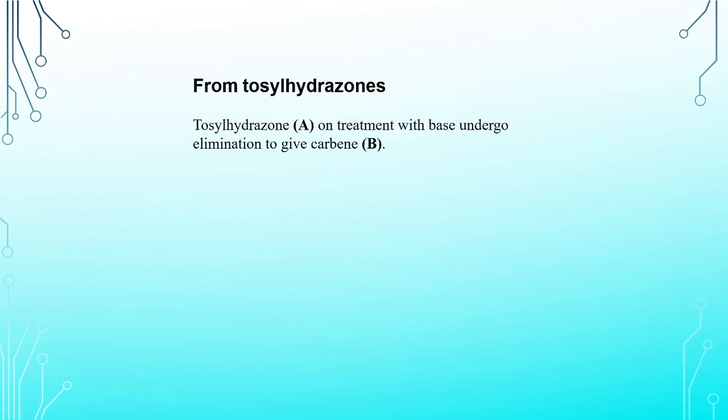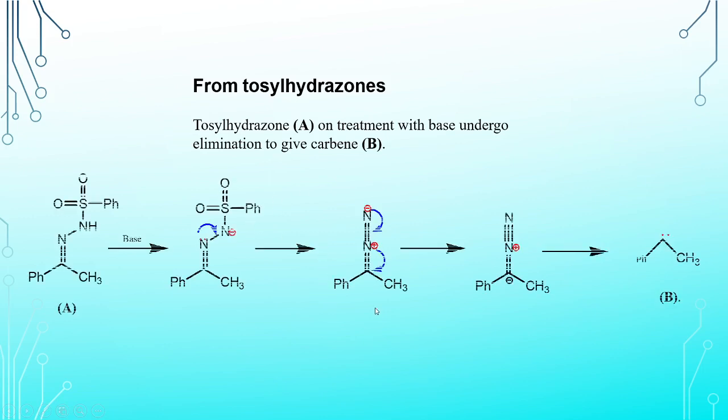From the tosyl hydrazone, when the tosyl hydrazone is treated with the base, it undergoes elimination to give the carbene. This is the structure for the tosyl hydrazone. And when it is treated with the base, there is an abstraction of this proton, and here is the formation of this negative charge, and it gives the carbenes. See the reaction.